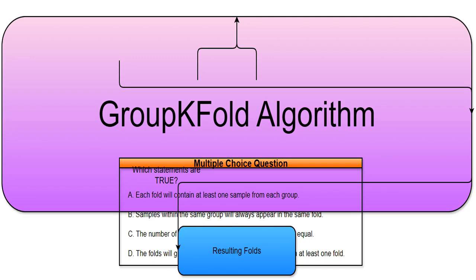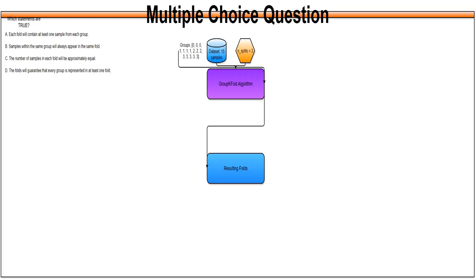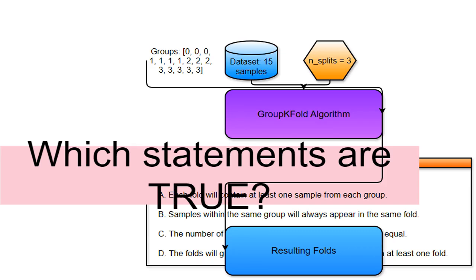GroupKFold is the specific algorithm used. It's designed to keep samples from the same group together across all folds, ensuring each fold has a balanced representation of all groups. The goal is to answer multiple choice questions about the resulting folds from applying the GroupKFold algorithm to this data. Based on how GroupKFold works with my data and the number of folds, I need to determine which statements about the folds are accurate.